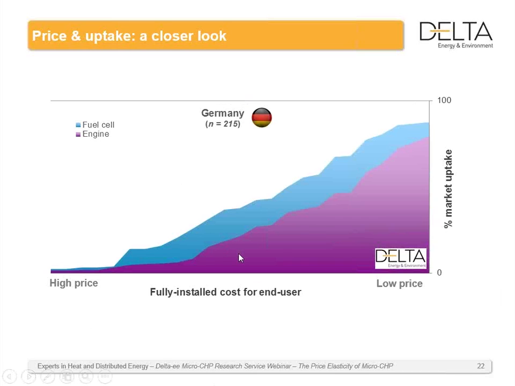So we believe that if we asked customers about their likely uptake of an internal combustion engine based micro-CHP product, you would see the line would split the gap between the blue and the purple sections on our chart. So we believe it would be somewhere in the middle of the range of uptake of Stirling and fuel cell.